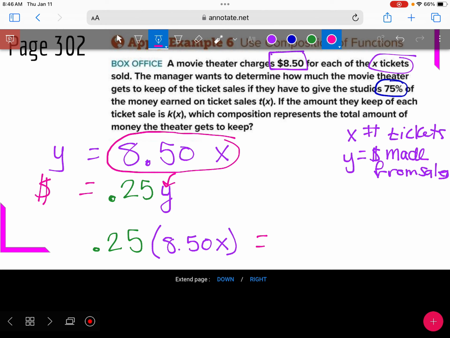This is the last thing. Type in the calculator and then we're done. 0.25 times 8.5. Two point what? 125. I'm going to round it up to 13. So for every $8.50 ticket that they sell, the movie theater itself only gets to keep $2.13.